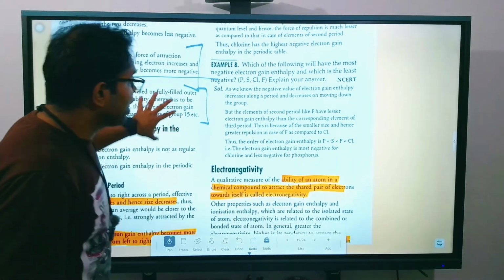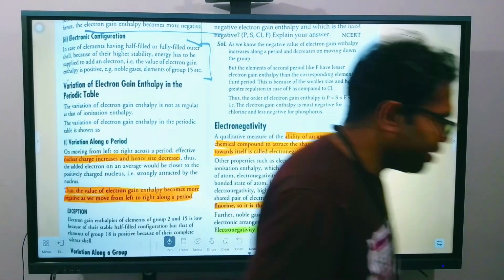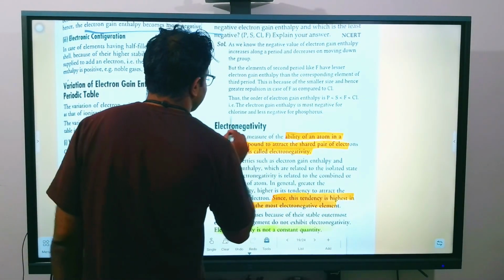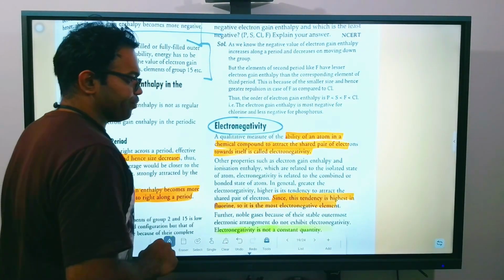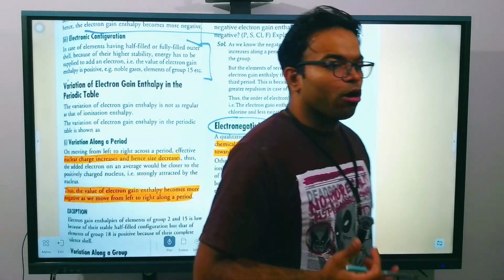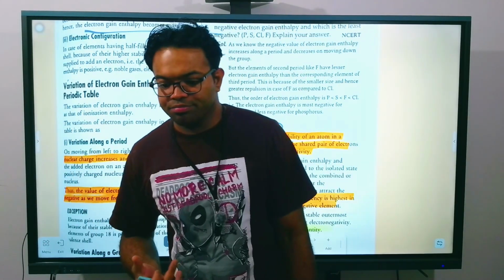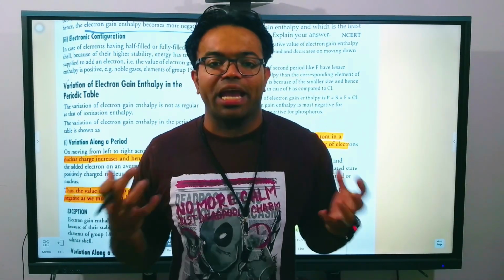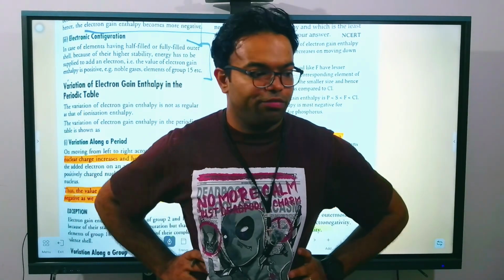Okay, let's move on. Electronegativity. So the next topic that we have is electronegativity. What is electronegativity? Electronegativity is the property of an atom to attract a shared pair of electrons towards itself.